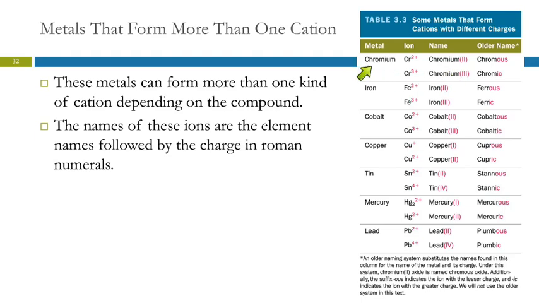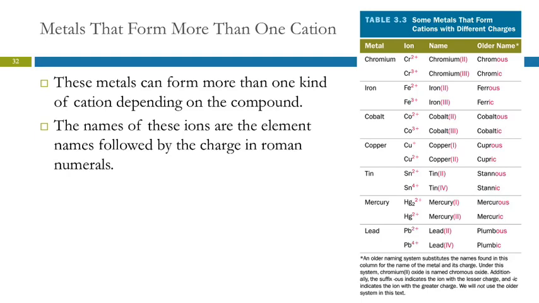So chromium can form 2 different ions, and you're not going to be able to predict this from the periodic table. It can form a +2 or a +3 ion. So this is called chromium 2, because it's +2 charge. Chromium 3 has a +3 charge. We don't use a Roman numeral for something that doesn't need it.